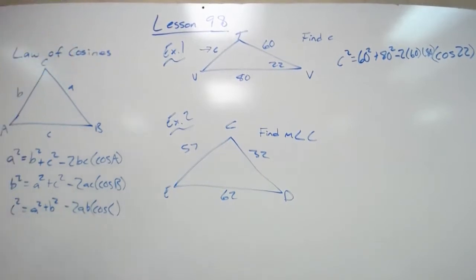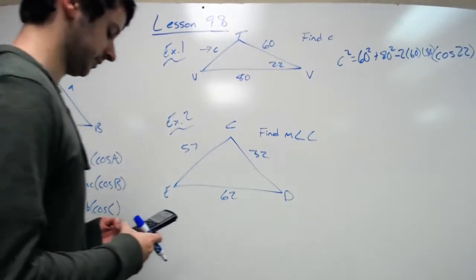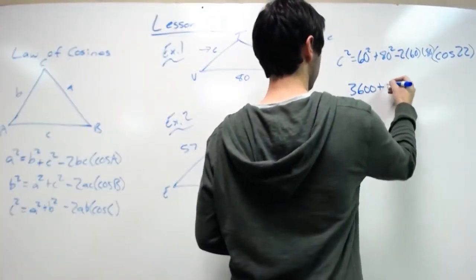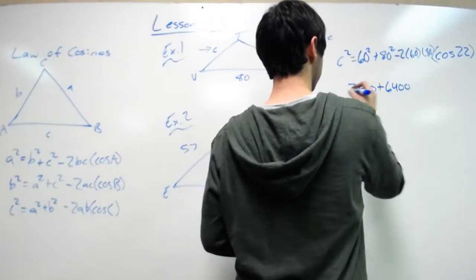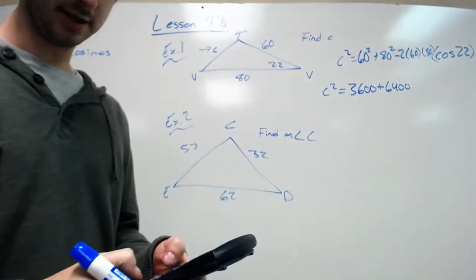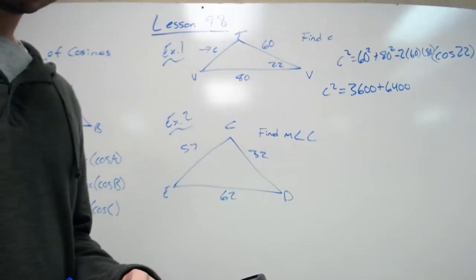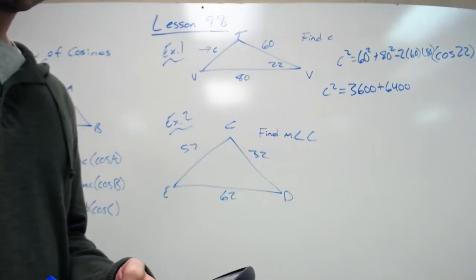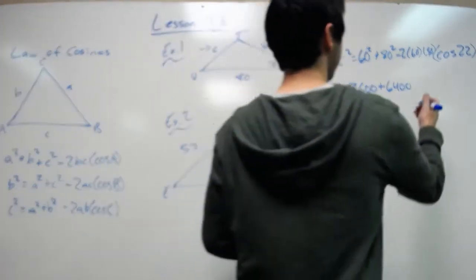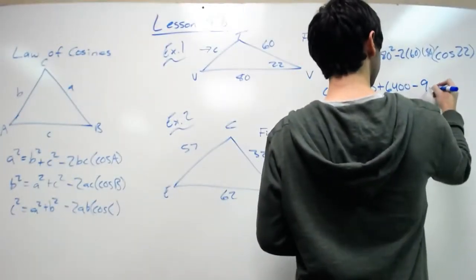So I'm going to square 60. 60 squared would be 3,600. 80 squared would be 6,400. I'm going to multiply 60 times 80 times -2, and that is going to give me -9,600 cosine 22.